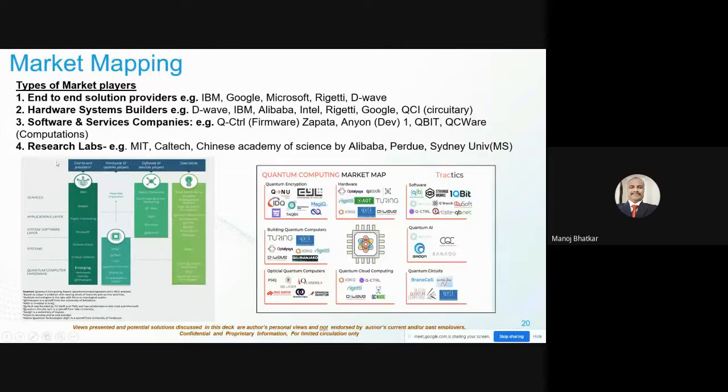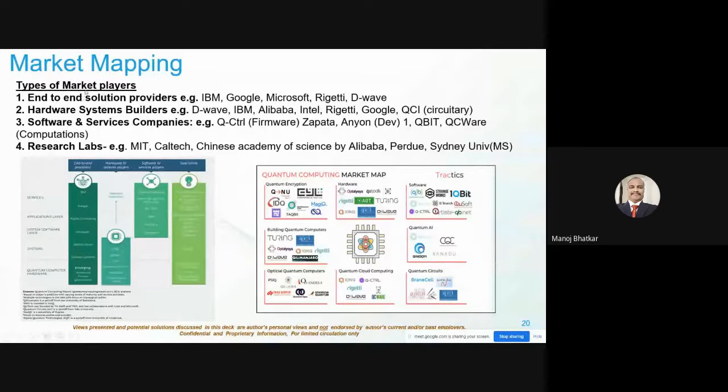And then there are research labs that will continue to be. Whether it is Microsoft-sponsored Sydney University, Purdue's lab, or MIT, Caltech, the Chinese Academy sponsored by Alibaba, the Academy of Science in China. So these are the research labs.